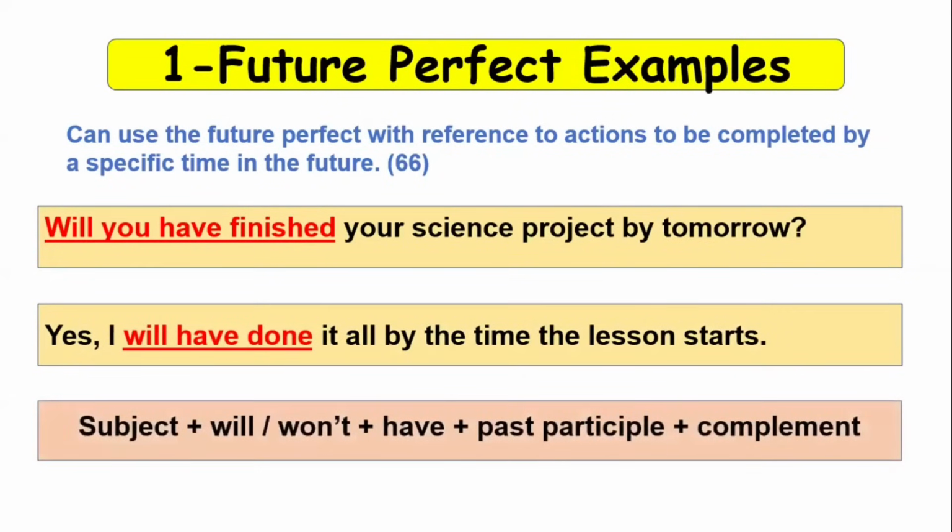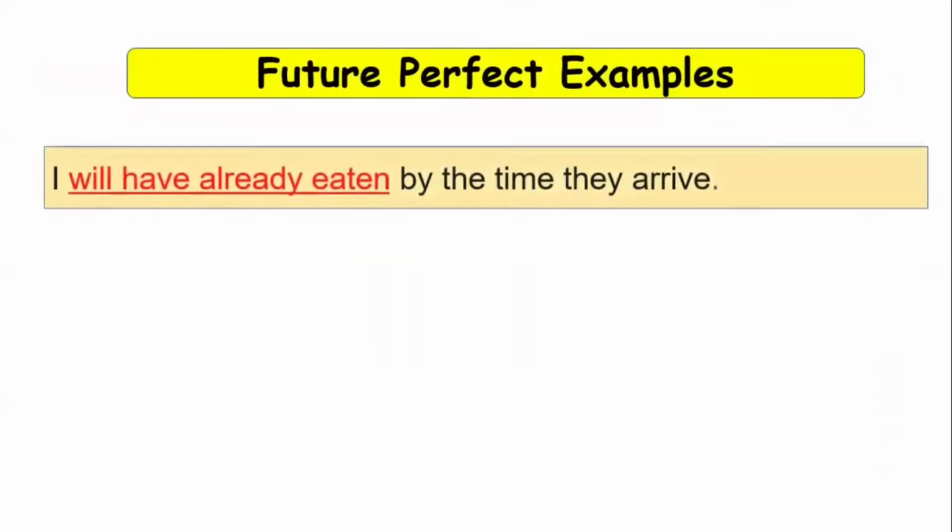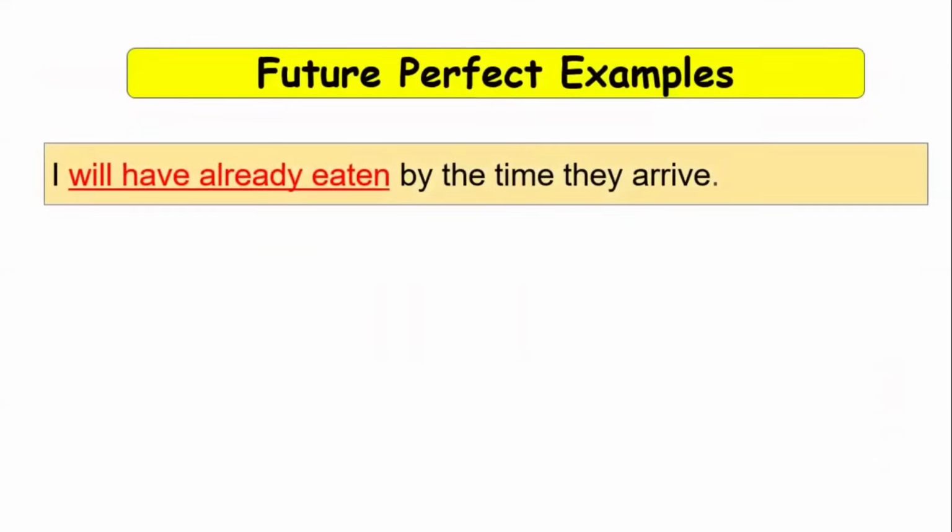Usually the formation is the subject, الفاعل, plus will, plus or won't, because it can be the negative, will not, plus have, plus past participle, plus complement, اللي هي تكملة الجملة. Okay. More examples. I will have already eaten by the time they arrive.